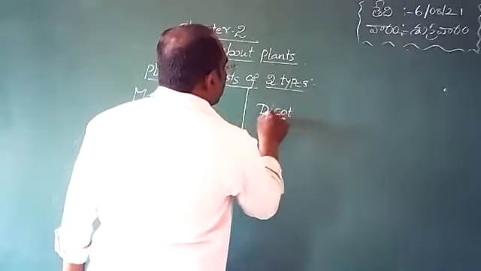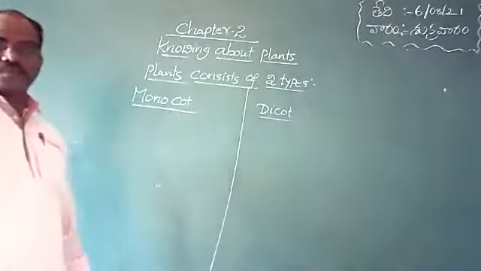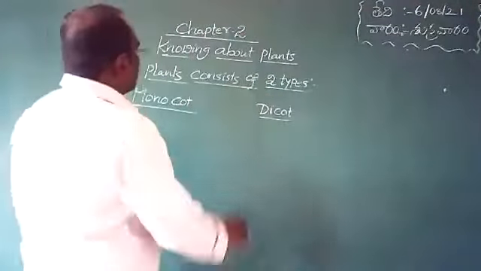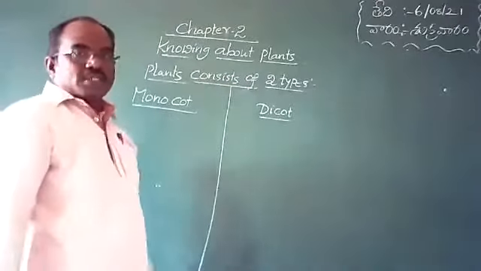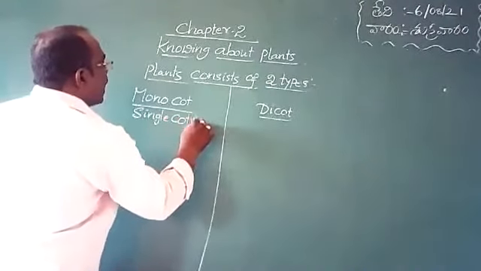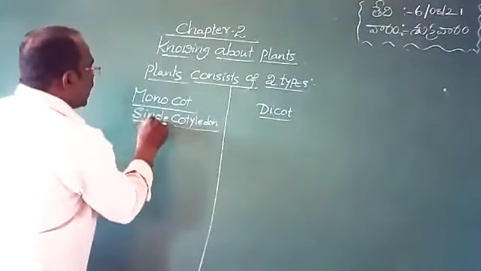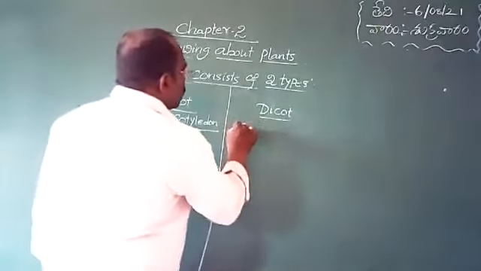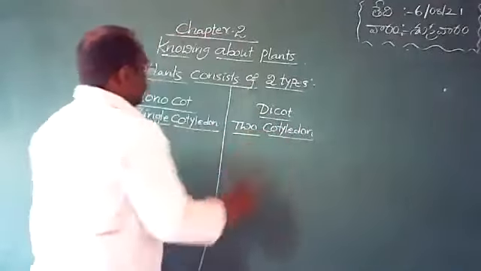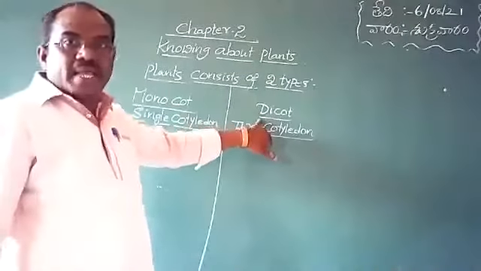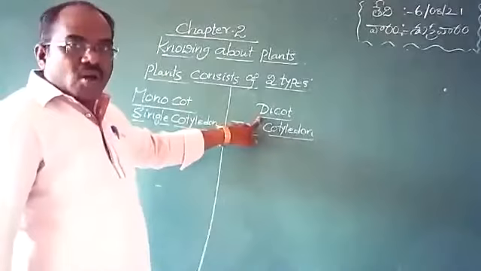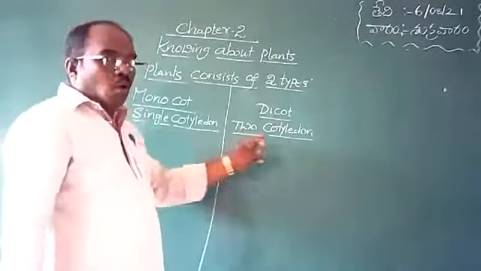Monocot and dipod. Monocot plant and dipod plant. Mono means single, single cotyledon. Di means two, two cotyledon.